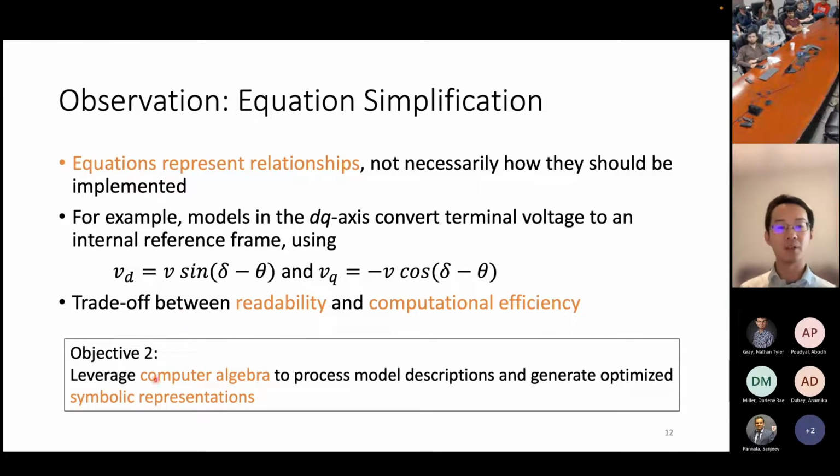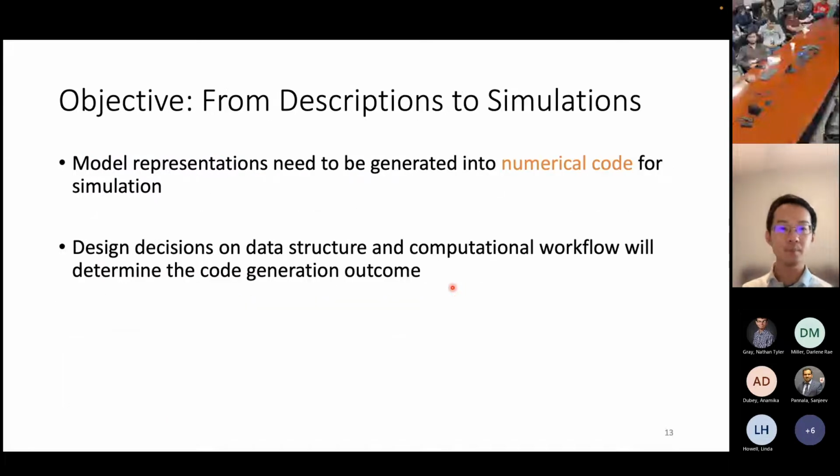So our second objective is to leverage computer algebra to process model descriptions and generate optimized symbolic representations. We want the developers to write models in an expressive way, but internally they will be converted to a computationally efficient form.